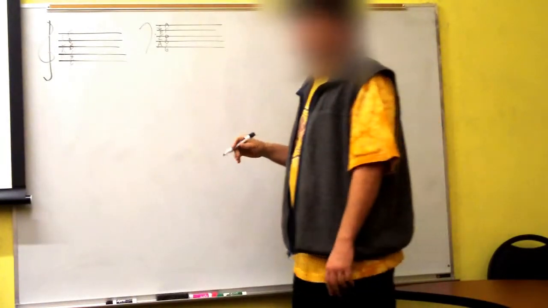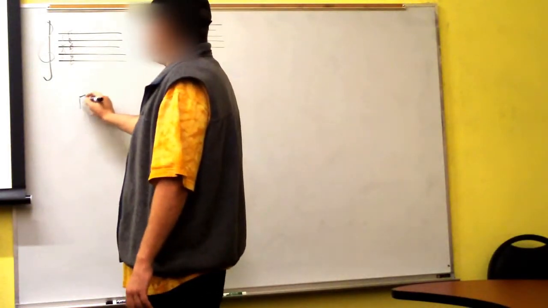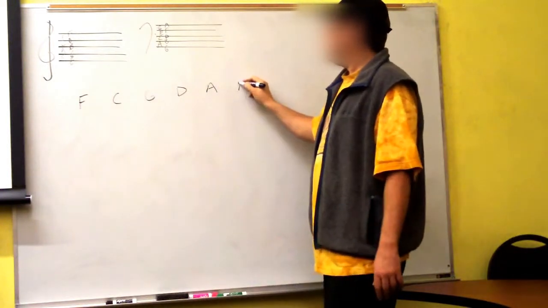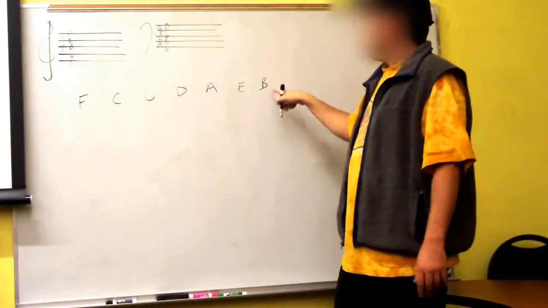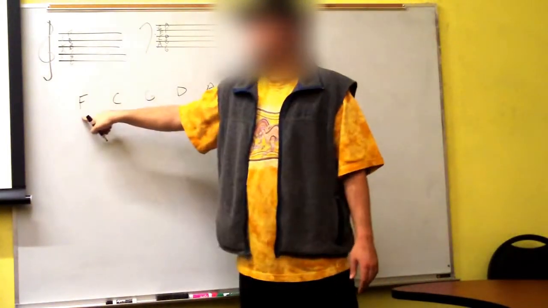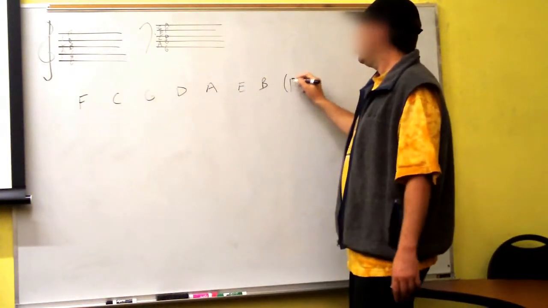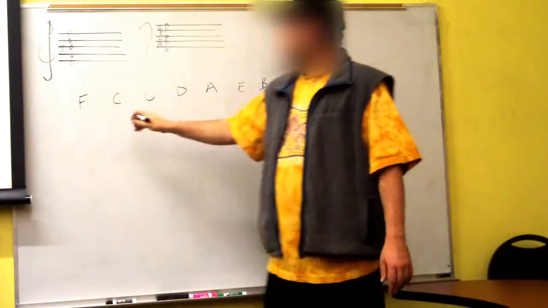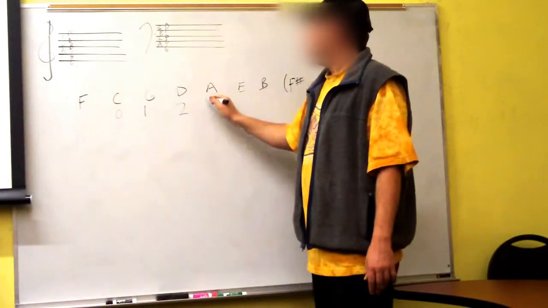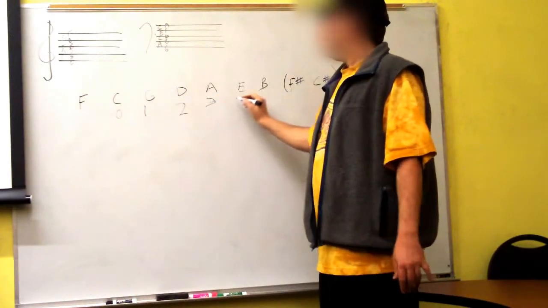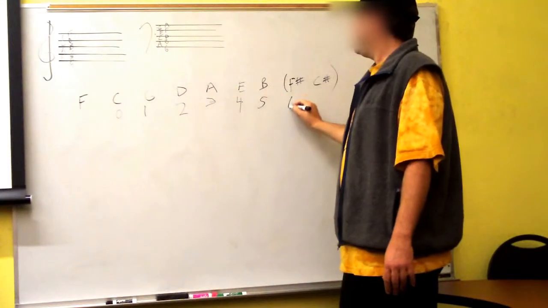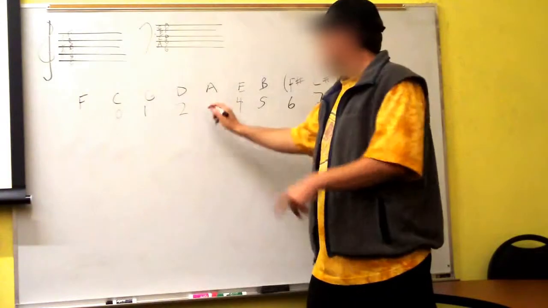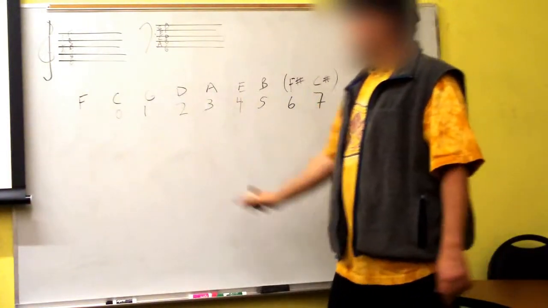The second thing you need to know is our acronym. Fat cats go down alleys eating birds. And then at the end, what happens? It repeats back to F, but it goes to F sharp, and then to C sharp. Okay? C is 0, 1, 2, 3, 4, 5, 6, 7. And then F is going to be -1.